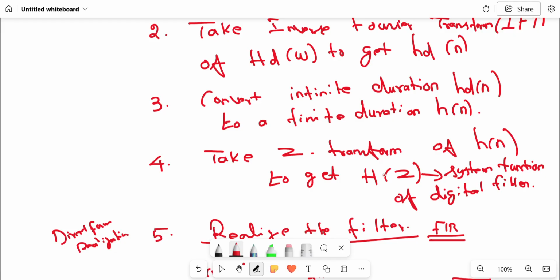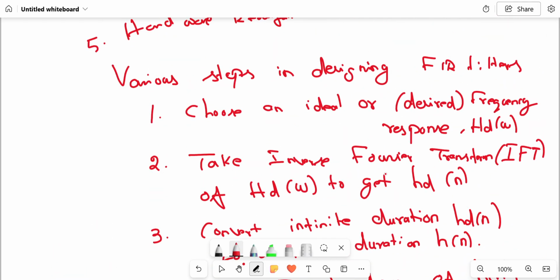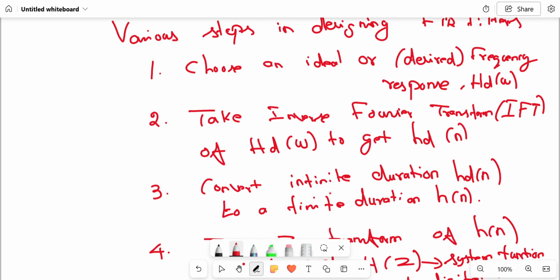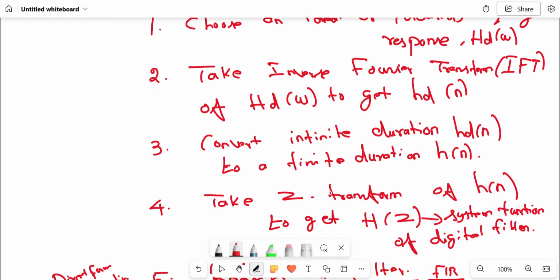So these are the various steps to design FIR filters. First, you choose the ideal desired frequency response HD of omega, take the inverse Fourier transform of HD of omega to get HD of n, and convert infinite duration to finite duration. So how do you convert infinite duration to finite duration? Mathematically, this will be HD of omega, take the inverse Fourier transform.